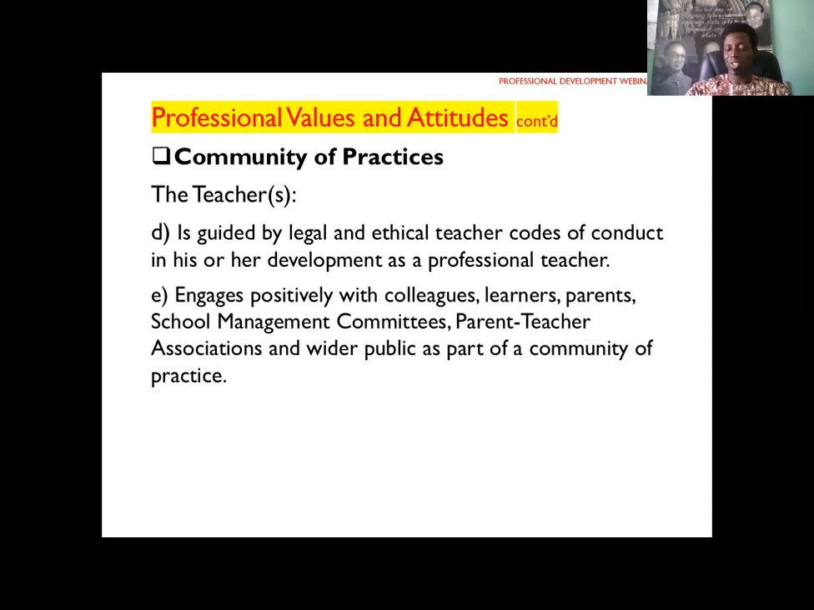And so as teachers, you need to engage with the community. You don't stay in the community and remain aloof or unfriendly to the people in the community. So you're going to interrelate. This is what's expected of you.